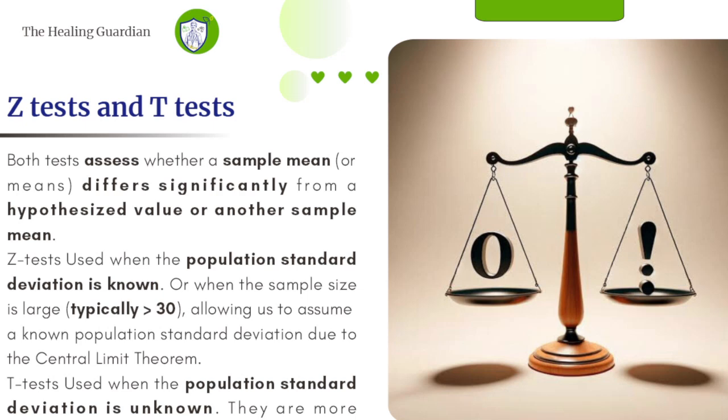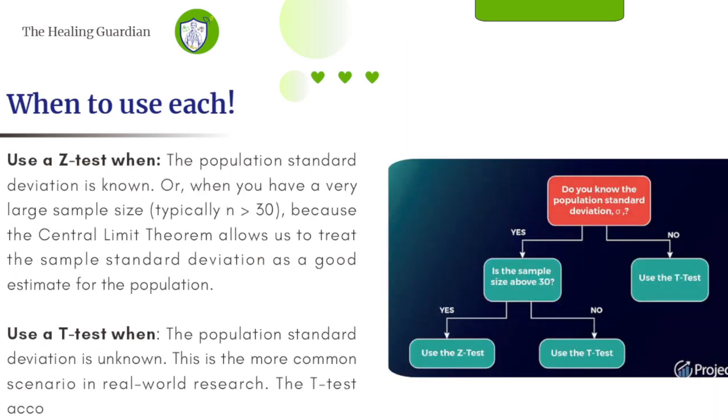That is if the sample is large, but many times a t-test is preferred because it is designed to be used when the population standard deviation is not known. That is why they are more commonly applied in real world research.